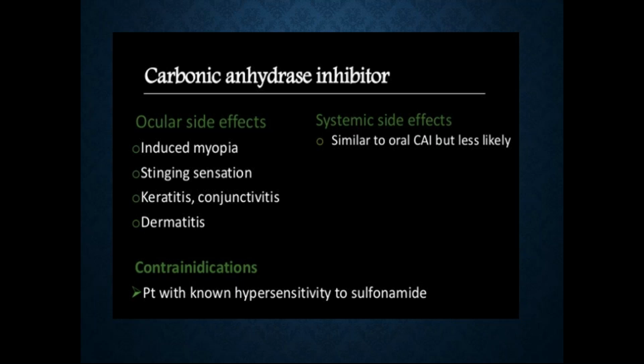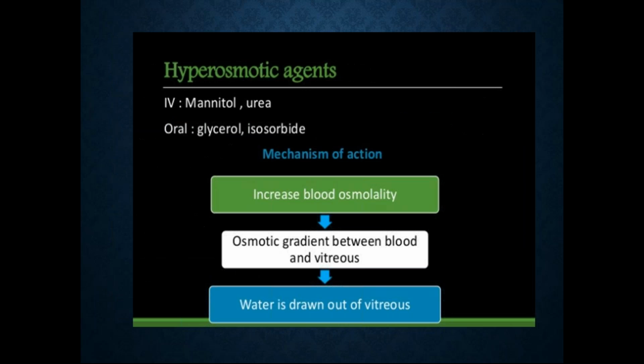So contraindications, this is very important. For timolol, it is bronchial asthma, but the contraindication with carbonic anhydrase inhibitors is that we have to ask about any hypersensitivity or allergic reaction to sulfonamides. If the patient is allergic to sulfonamide, we are not supposed to give carbonic anhydrase inhibitors.